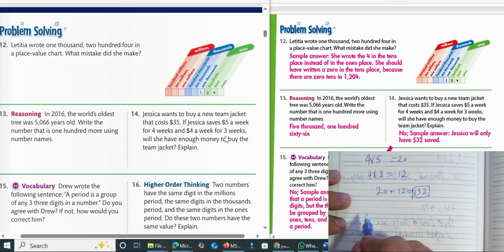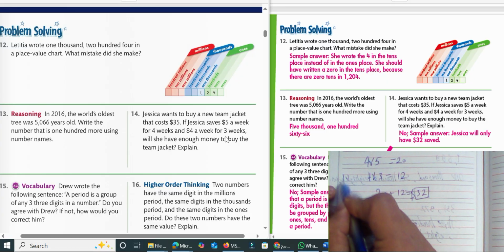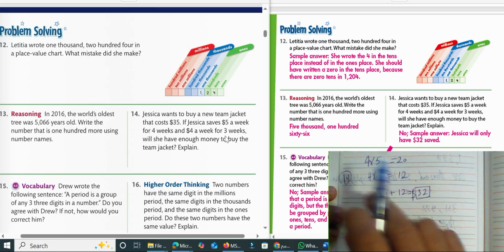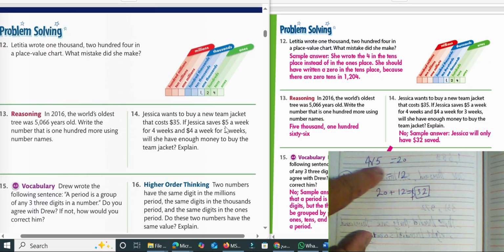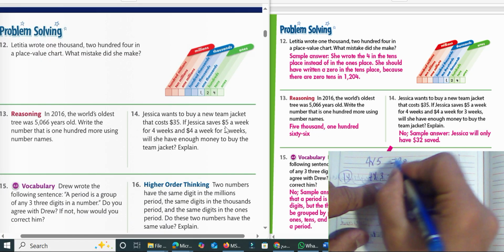Okay, this is the total. Understood? This was question number 14. Again, Jessica wants to buy a new team jacket, and the cost of this jacket was $35. Jessica saves $5 a week for 4 weeks. The total will be 4 times 5 equals $20.